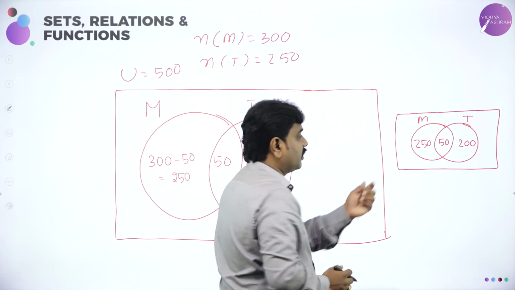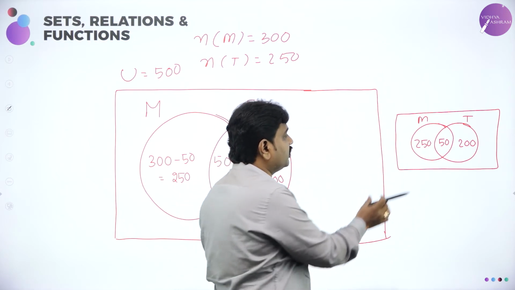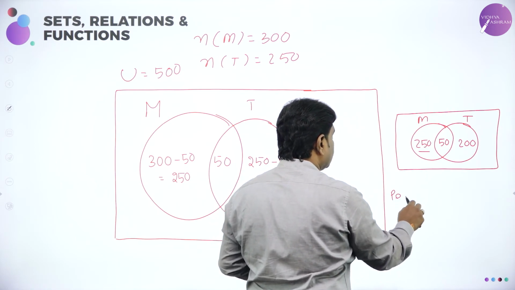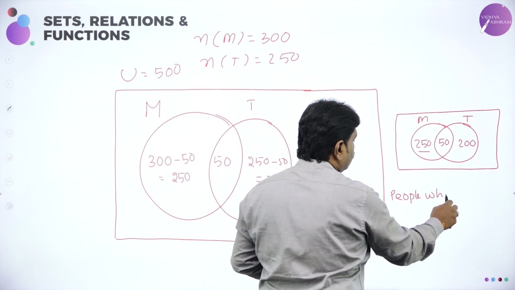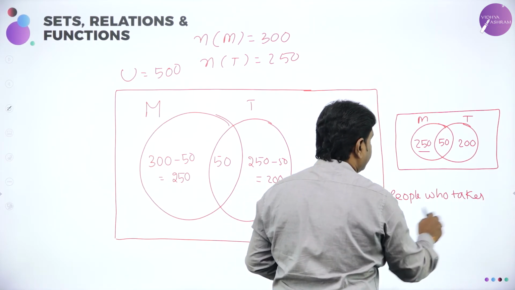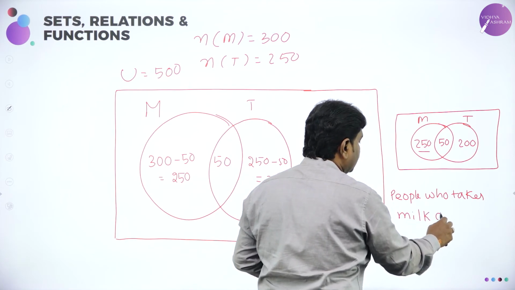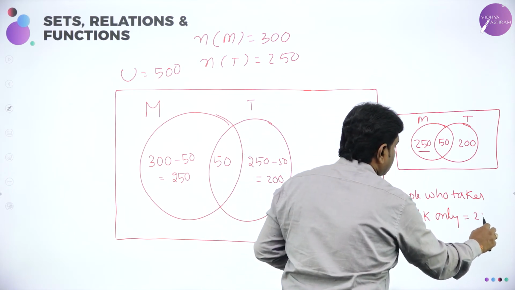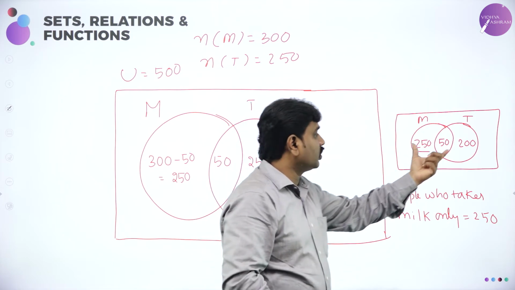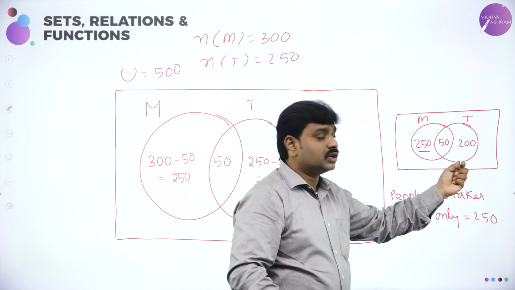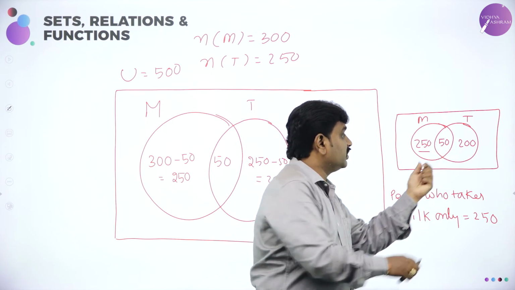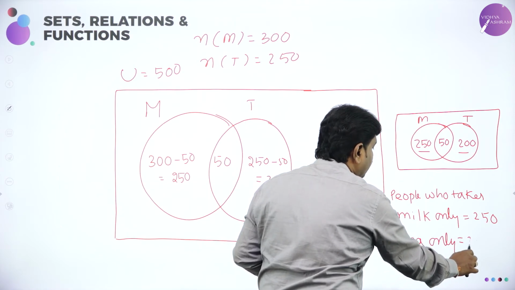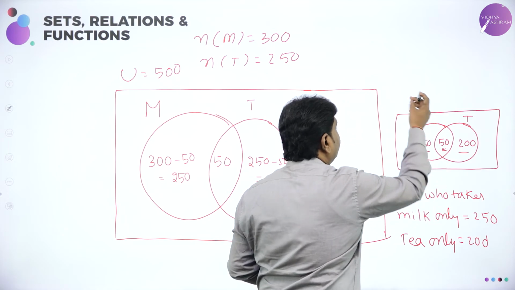So this is from the Venn diagram. They want you to solve from the Venn diagram. From the Venn diagram, this 250 part, what is it? Milk only. Who takes milk only? From the diagram, milk only. How many are taking milk only? This region. What is this region? 250. And from the same diagram, tea only. Tea only means you should not take both. So tea only means only this region. What is this? 200. Tea only, how many are there? 200. Both means common. How many common do we have? 50. Both is 50.